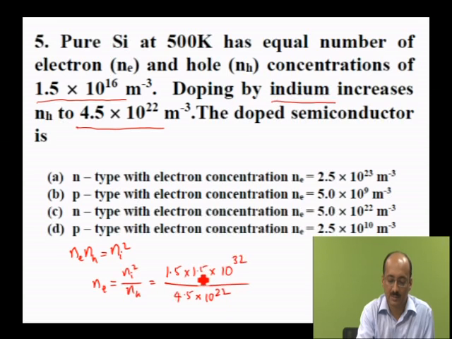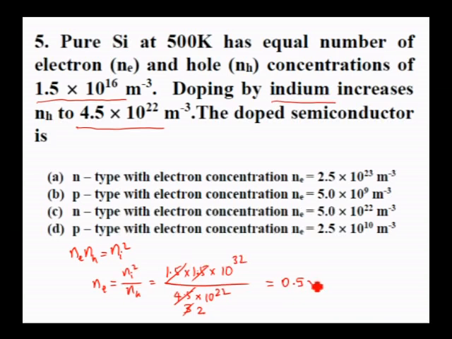Now this will cancel three times, this will cancel twice. You are going to have 1 by 2, that is 0.5 into 10 raised to 32 minus 22, which is 10. Either you can say 0.5 into 10 raised to 10, or you can write it like 5 into 10 to the power of 9 per meter cube. Now you have to choose, and only one option has 5 into 10 raised to 9, so you need not even bother to check anything else. But you should be careful: since it is indium that is being used as dopant, you are going to get p-type material, so B is the answer.